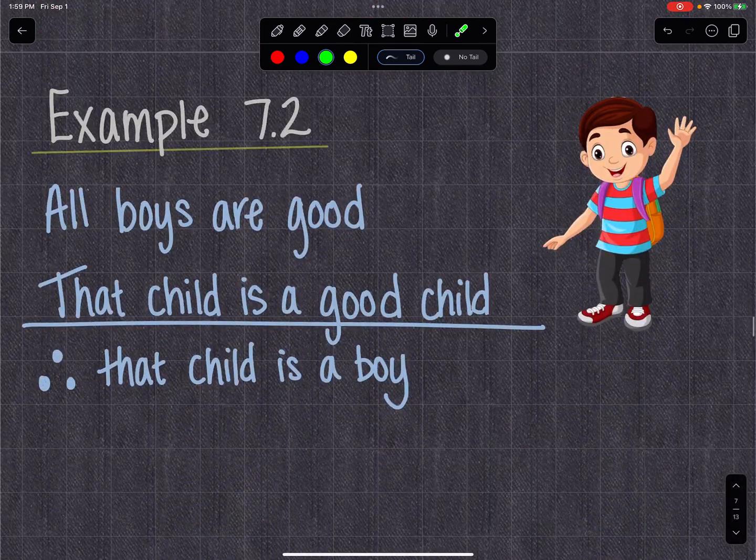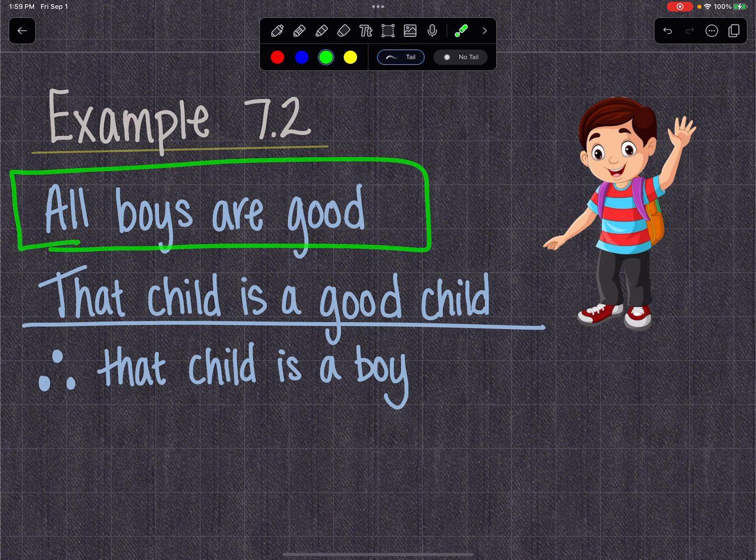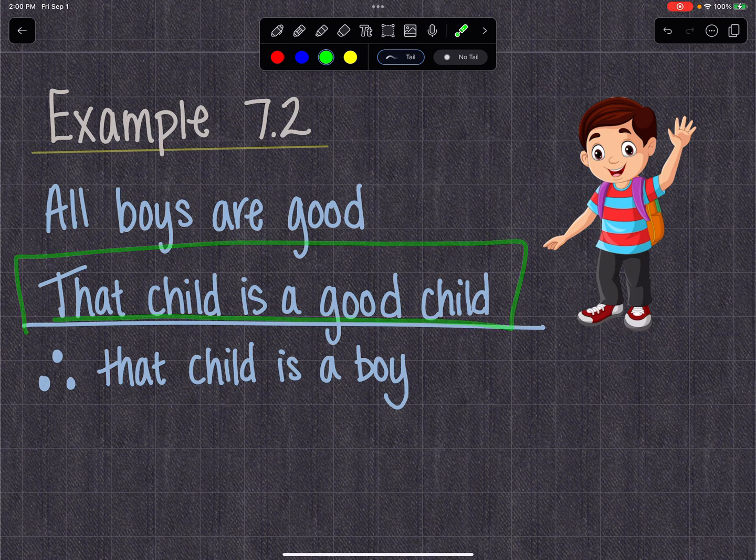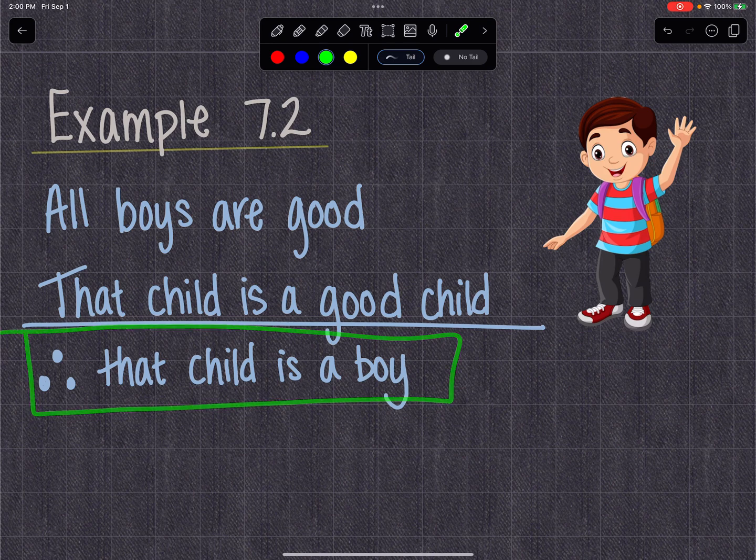Okay, next example, 7.2. All boys are good. That's the major premise. The set is all boys. The minor premise is that child is a good child. Therefore, that child is a boy. What do you think? Again, this is invalid.